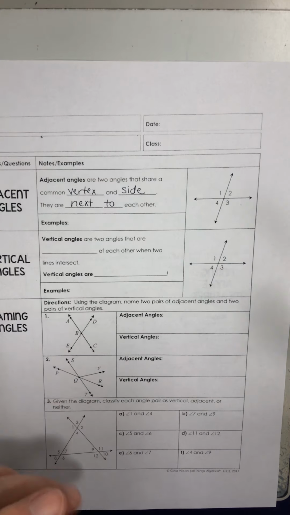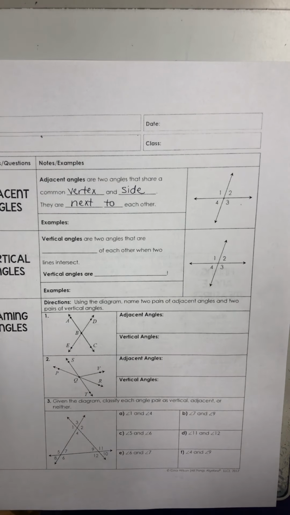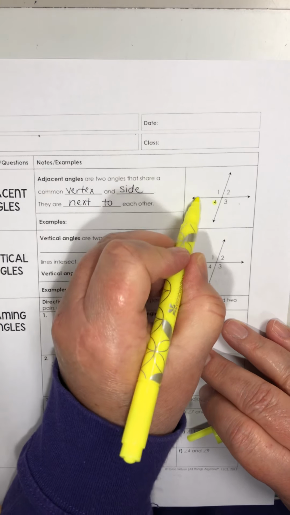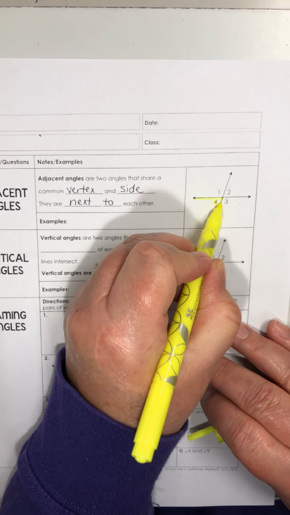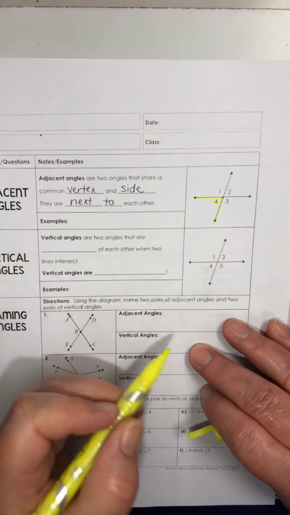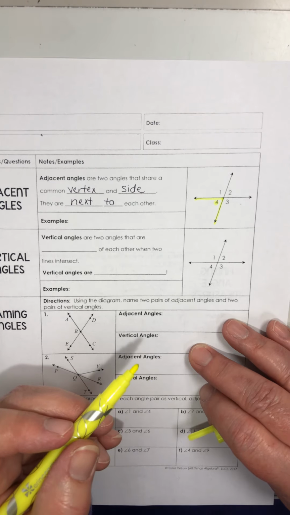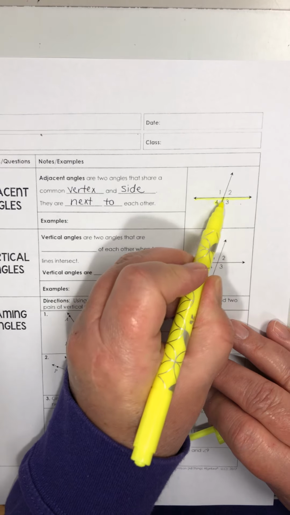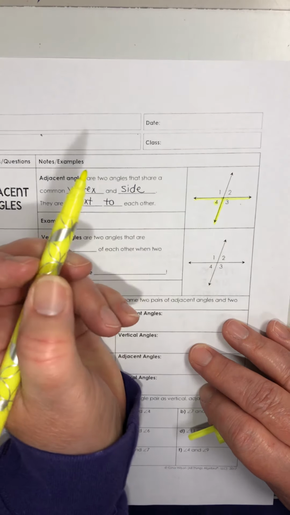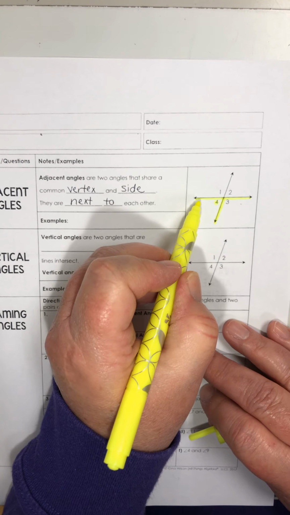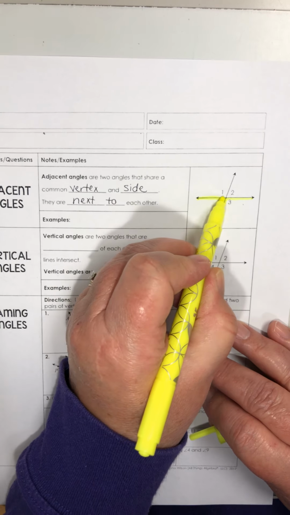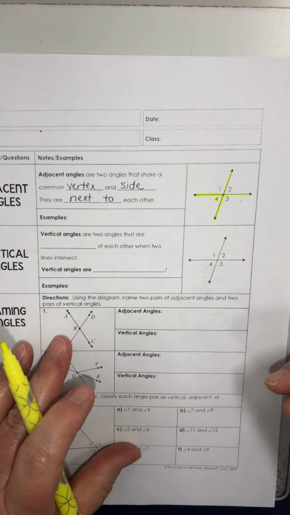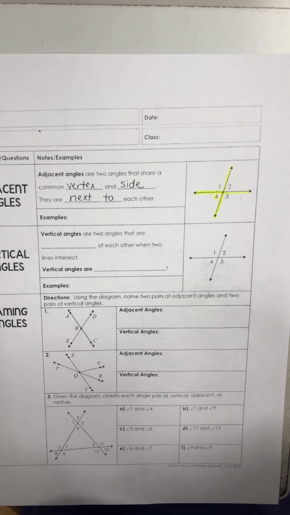And so if we take a look at this picture over here of the intersecting lines, and let's say that I'm looking at angle number 4. Angle number 4 is contained within these sides. Here's its vertex. It would be next to or share a side with angle 3. As you can see as I go over this again, they share that side. Or I could say angle 4 is adjacent to or next to angle 1 because they share this side. So angle 4 is adjacent to or next to angle 3 and angle 1.